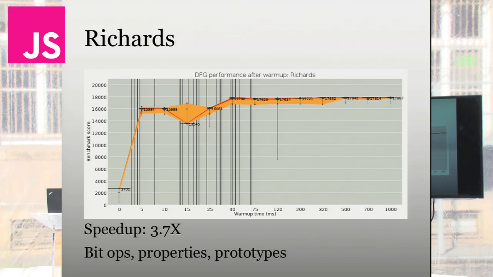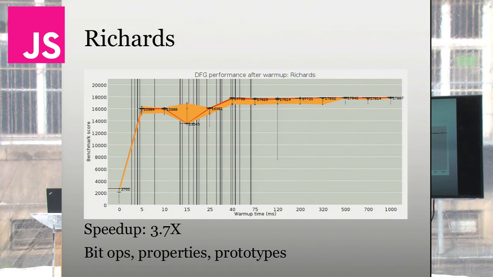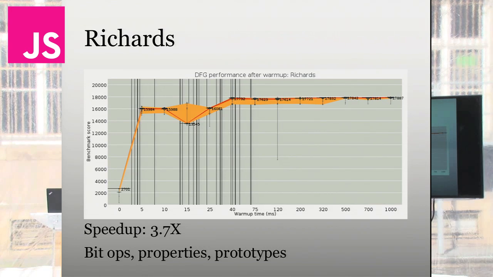It's a scheduler, and it uses some bit operations for maintaining the states of tasks in the scheduler. And it uses a bunch of objects with properties and prototype resolution and such. And what we can see here is that at 0 milliseconds, we're starting off with pretty poor performance, which is natural. You don't want to spend your time optimizing code that you don't know is going to run. But after 5 milliseconds, 10 milliseconds, certainly after 75 milliseconds, we're up to our peak performance. These vertical lines indicate runs of the optimizing compiler. So you can see that they're all clustered before 75.